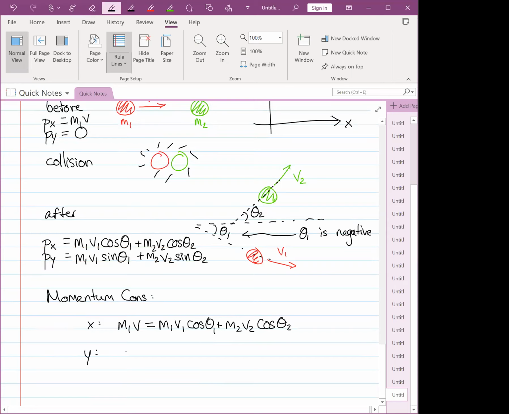And then in the y direction, we have 0 because that was the initial momentum in the y direction, equal to m1 v1 sine of theta 1 plus m2 v2 sine of theta 2. So these are your two momentum conservation equations. And there's two of them because there's two directions here.